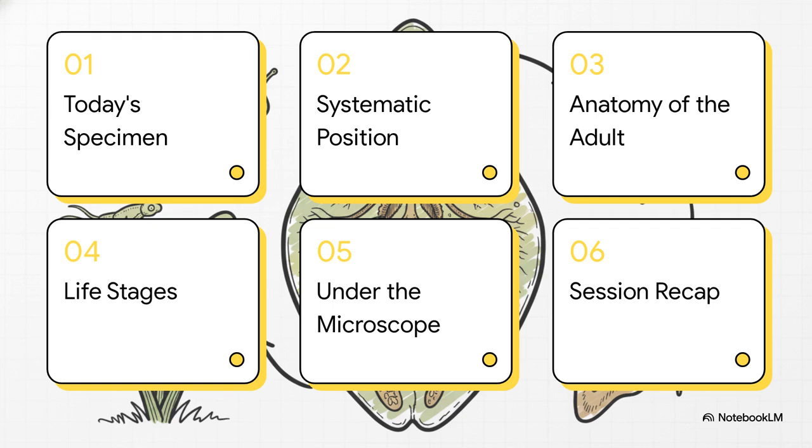So, what's our plan for today? Well, we'll start by introducing our specimen and figuring out where it fits in the animal kingdom. Then we'll dive into the anatomy of the adult worm, take a quick peek at its life stages, and even look at it under the microscope. We'll wrap everything up with a quick recap.